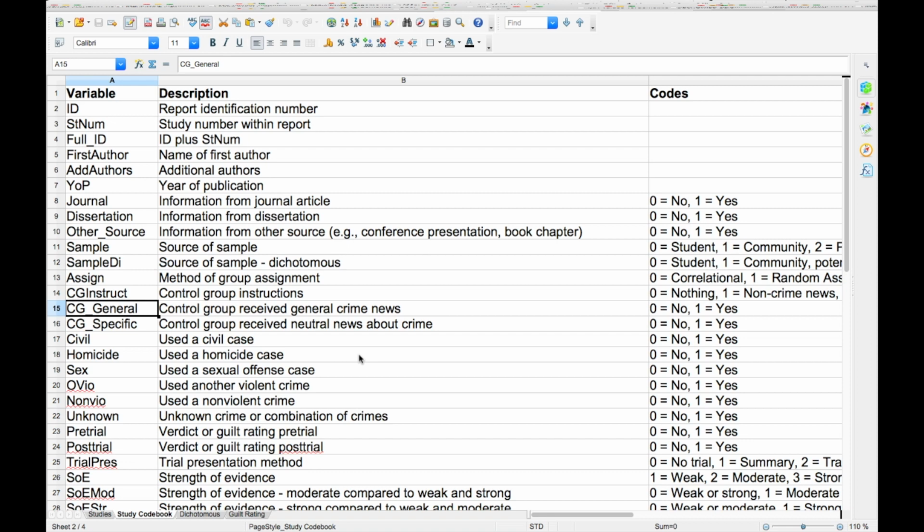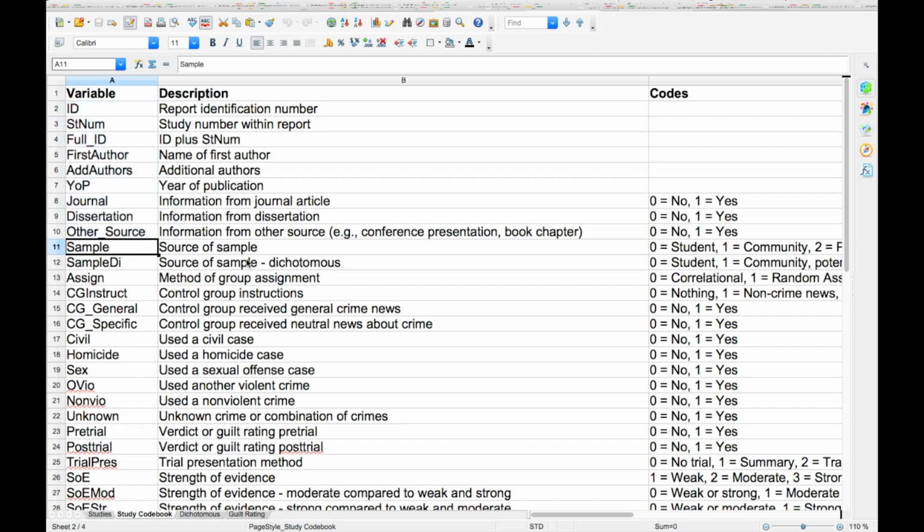So to briefly go through the different moderators, at the top here is really just identifying information for the study. A report identification number, the study number within the report, the names of authors, year of publication, and whether information on that study came from a journal article, a dissertation, and/or some other source, such as a conference presentation and book chapter. Some studies came from multiple sources because people might do their dissertation on a topic and then later publish a journal article based on that dissertation.